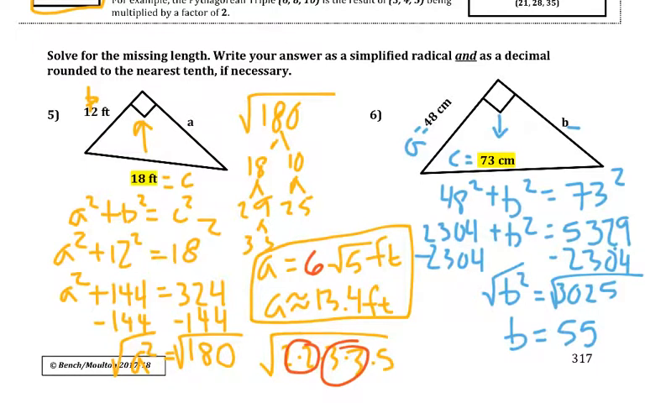Now we just got to add our units, centimeters. Now we don't have to do anything else because that came out nice. So this is our simplified square root or simplified radical. And we don't need to find an approximation because it came out exact.